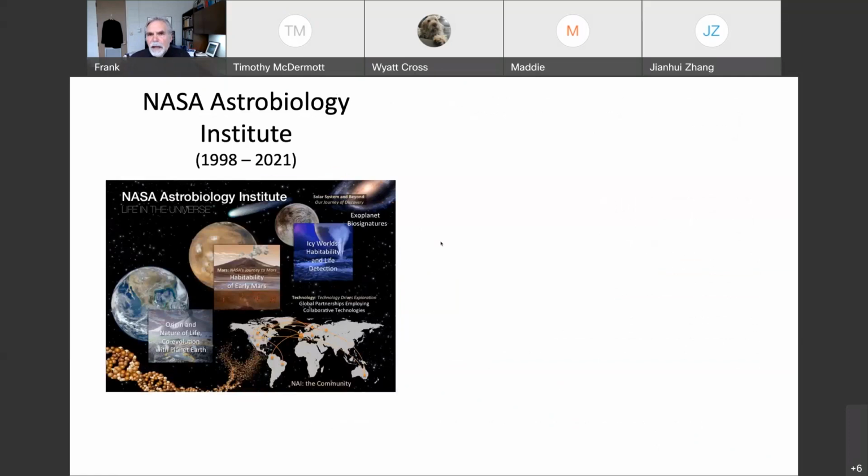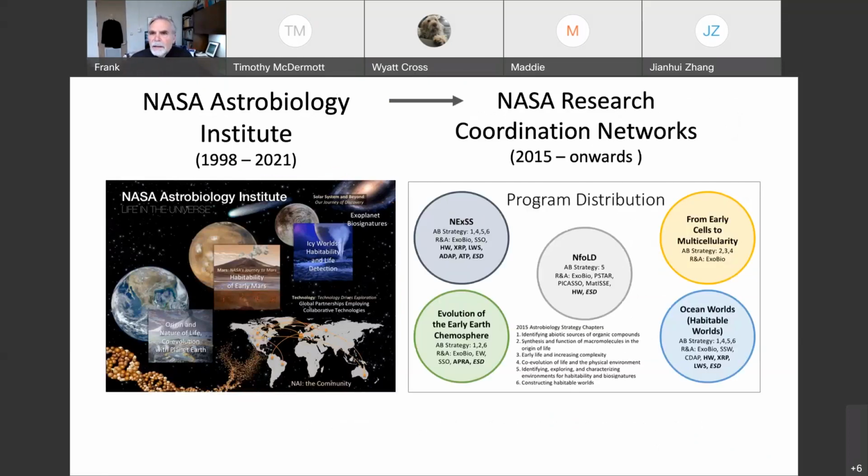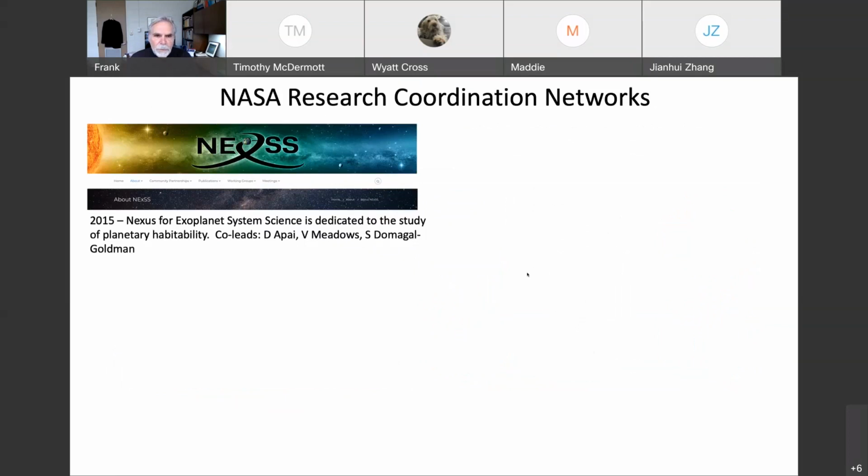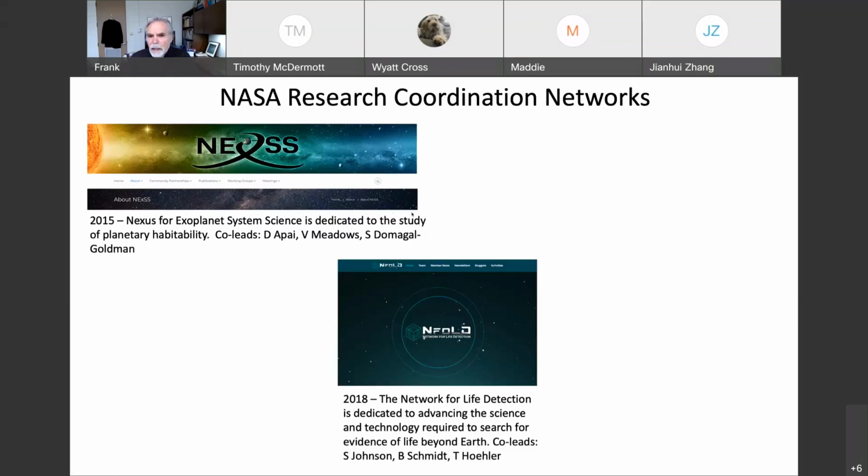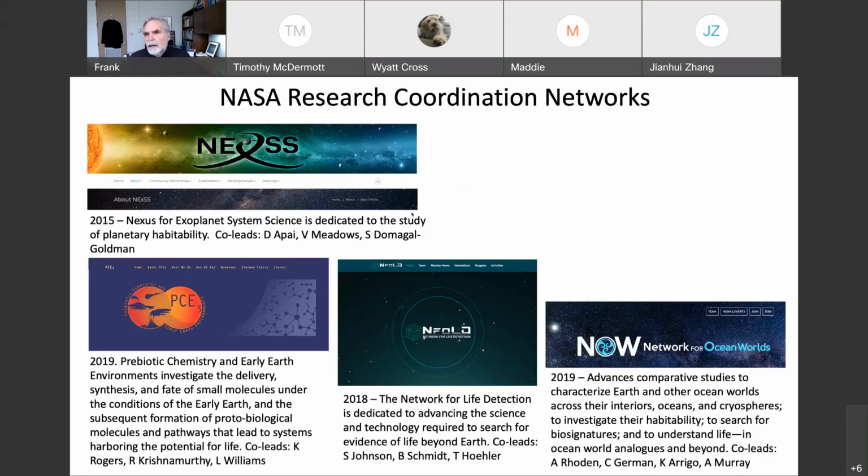And in its place now, and this actually bears importantly on the future of work like this and the IOE, NASA has elected to go with something called research coordination networks. The distribution of these 5 RCNs was in keeping with the 2015 NASA Astrobiology Strategy document, and it involves these 5. These 5 have now come into existence. The first was the Nexus RCN, which was dedicated to exoplanet study and exoplanet habitability. Then in 2018, the Network for Life Detection. And then in 2019, the Network for Ocean Worlds and the Prebiotic Chemistry and Early Earth Environments RCNs came into existence.